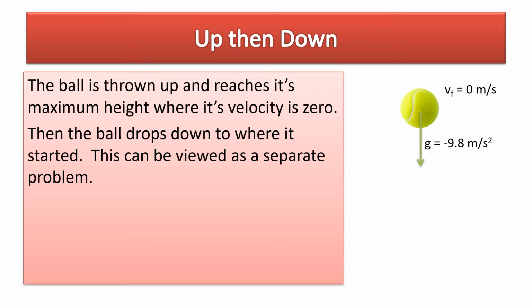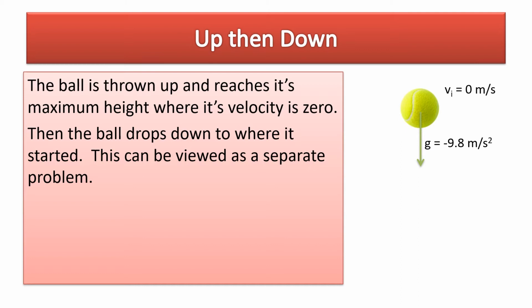Then the ball drops down to where it started. This can be viewed as a separate problem. And why would that be useful to you as a physics student? Why would you want to look at the second half instead of the first half? Well, if you look from the top down, the initial velocity is now known. You know the velocity at the top. So let's look at our analysis from the top down.